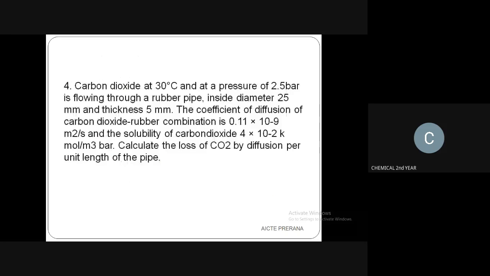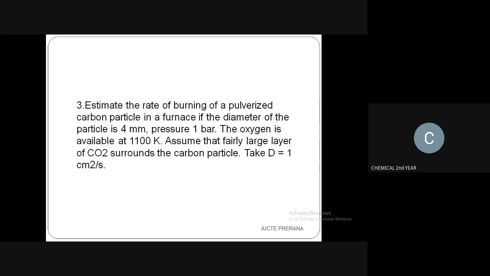This gives the value for how much carbon has been burnt. That's all that they have asked. Finally, the large layer that surrounds the carbon particle will have the value 3.298 into 10 to the power minus 7 kg per second.